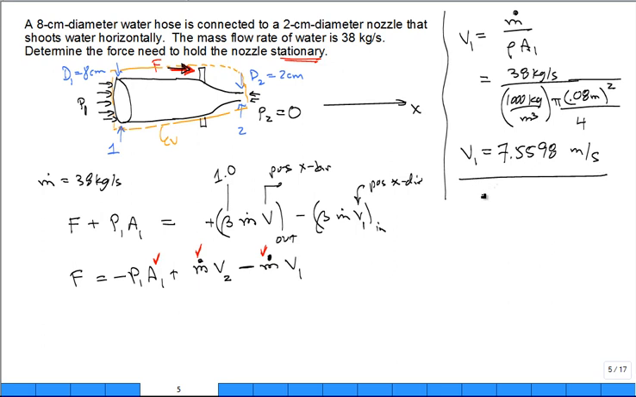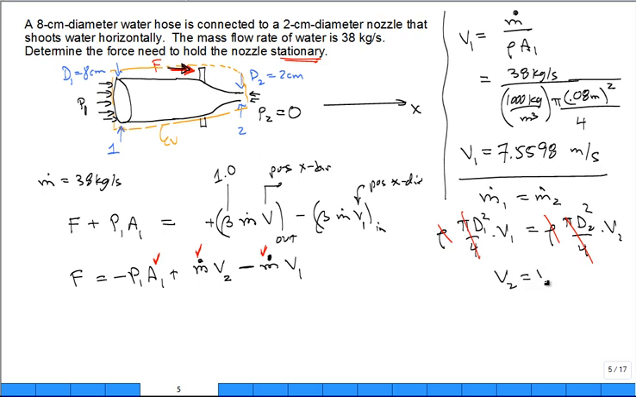You can do it this way. You can say mass flow rate 1 is equal to mass flow rate 2. It's rho times A1, pi D1 squared over 4 times V1, equals rho pi D2 squared over 4 times V2. Cancel these terms, and what we're left with is that V2 is equal to V1 times D1 over D2 squared.